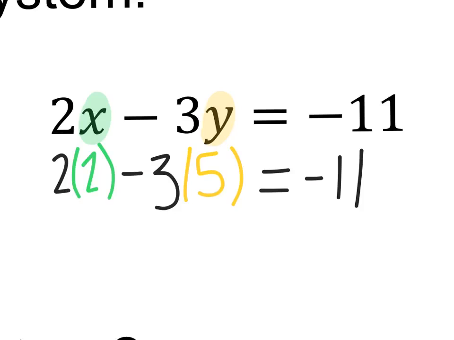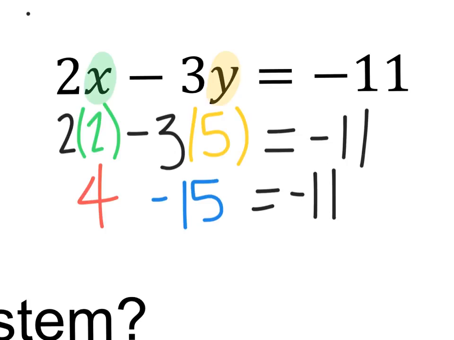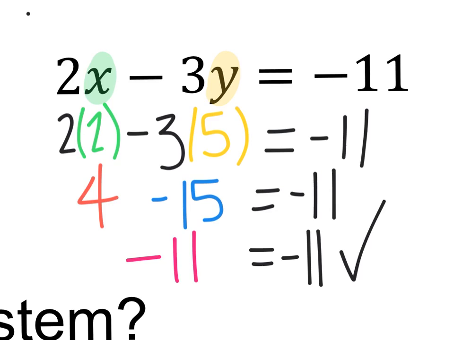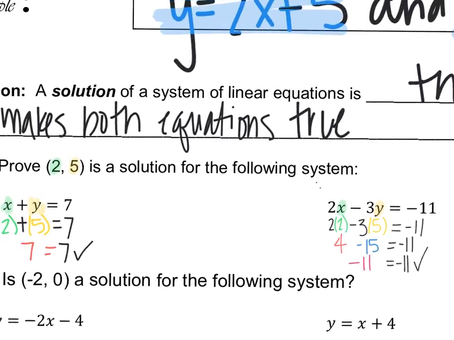So if we do the math on the left side, 2 times 2 is 4, minus negative 3 times 5 is negative 15. On the right side, I still have equals negative 11. And then again, just doing the math, 4 minus 15 is going to be negative 11. So the left side is negative 11 and the right side is negative 11. So since both sides were negative 11, that means that (2, 5) is a solution.